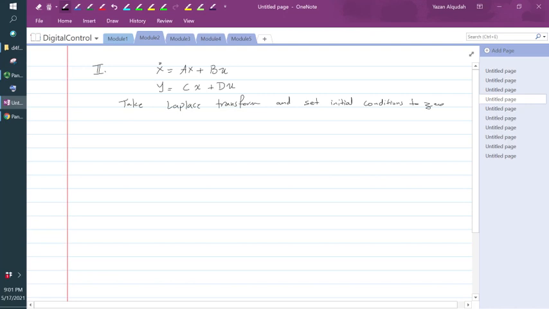So if I do take the Laplace transform of these equations, I'm going to get s multiplied by x equal to a multiplied by x, and these are all of s because we're taking the Laplace transform, plus b multiplied by u of s. And the output, we're going to have y of s equal to c multiplied by x of s. And if we have the matrix D, we're going to have D multiplied by U of S. So then, what we're going to do is we're going to solve this equation for x of S.